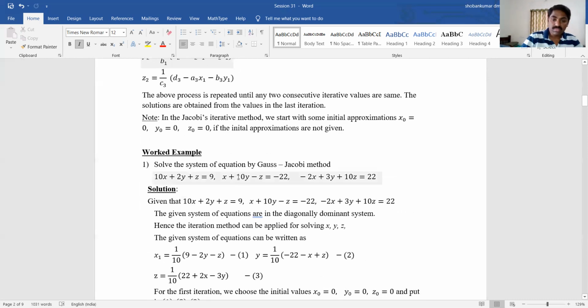Solve the system of equations by Gauss-Jacobi's method.